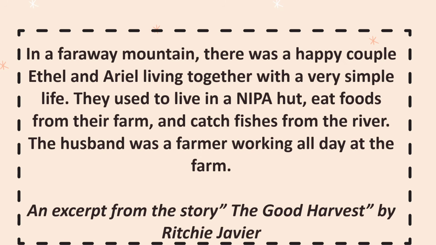In a faraway mountain, there was a happy couple, Ethel and Ariel, living together with a very simple life. They used to live in a nipa hut, eat foods from their farm, and catch fishes from the river. The husband was a farmer working all day at the farm. It is an excerpt from the story The Good Harvest by Richie Javier. Now, let's proceed with the questions.